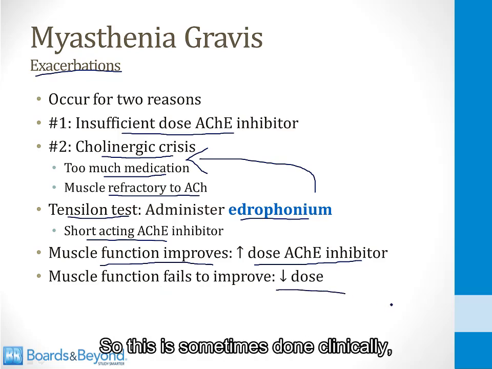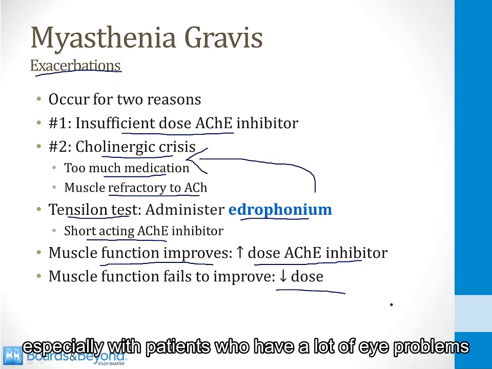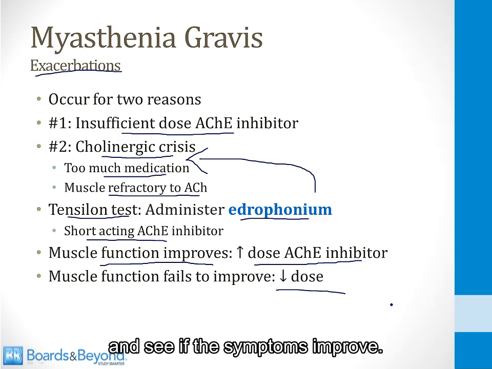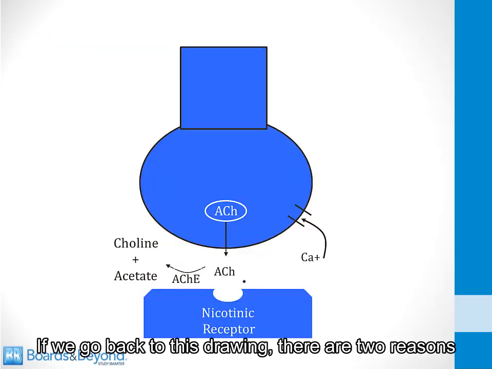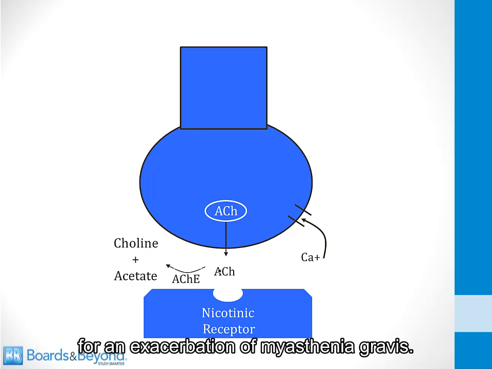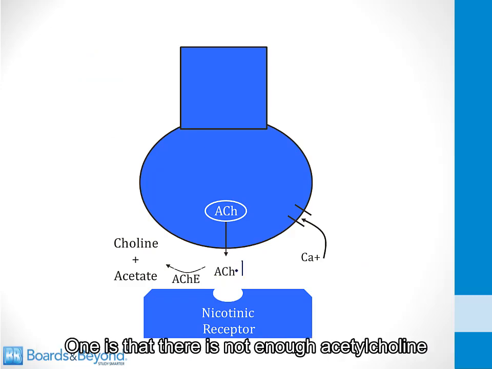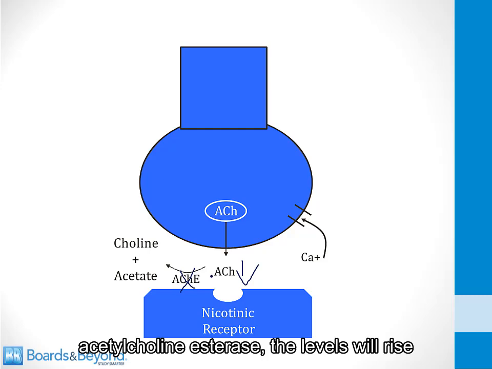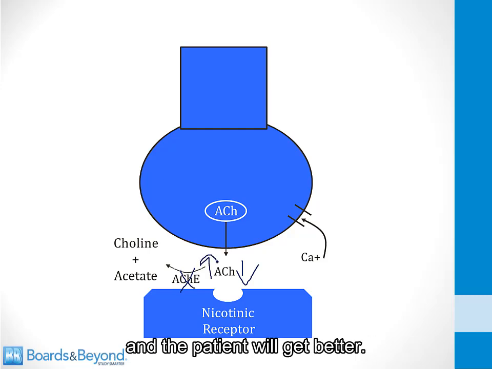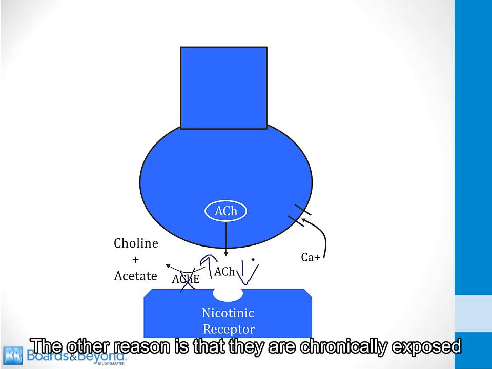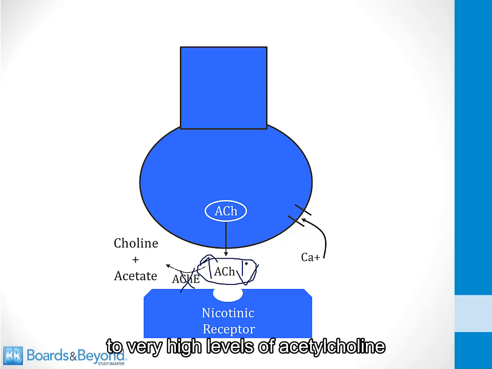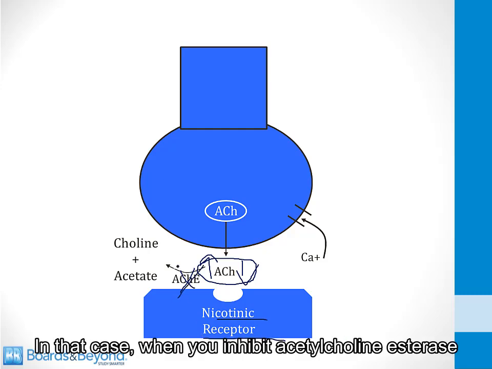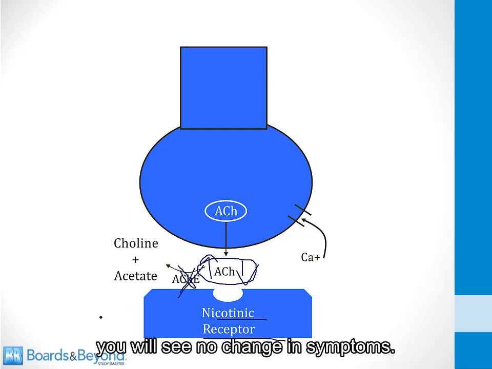So this is sometimes done clinically, especially with patients who have a lot of eye problems that you can easily test clinically. You can administer a dose of edrophonium and see if the symptoms improve. If we go back to this drawing, there are two reasons for an exacerbation of myasthenia gravis. One is that there is not enough acetylcholine in the synaptic cleft. So if you give edrophonium and inhibit acetylcholinesterase, the levels will rise and the patient will get better. The other reason is that they are chronically exposed to very high levels of acetylcholine and the nicotinic receptors are no longer responding. In that case, when you inhibit acetylcholinesterase, you will see no change in symptoms.